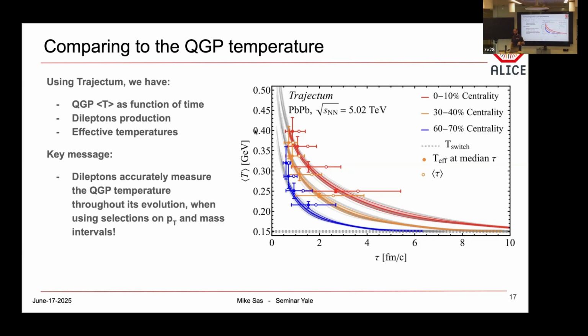This shows you that this is completely undoable with photons, because you don't have the invariant mass. Using dileptons, we can accurately measure the QGP temperature all throughout its evolution, and we can use the selection on pT and the mass intervals to really scan through this time. I think this is really cool, and that is what we found out in this paper, and you can read more about it in the paper.